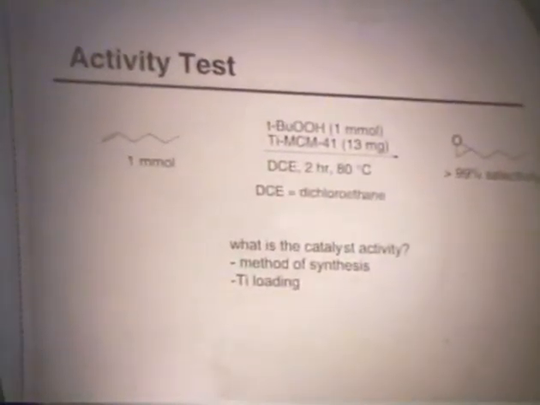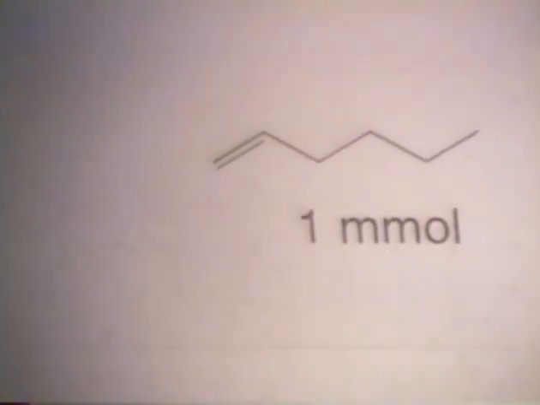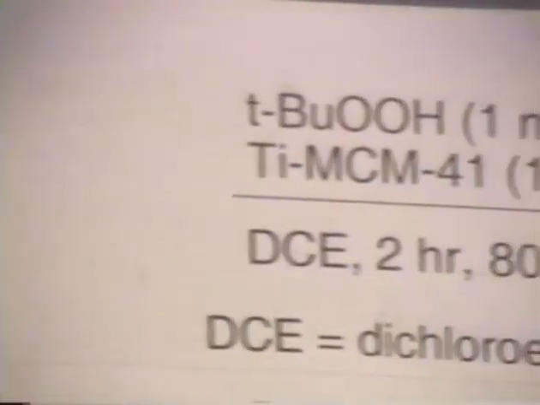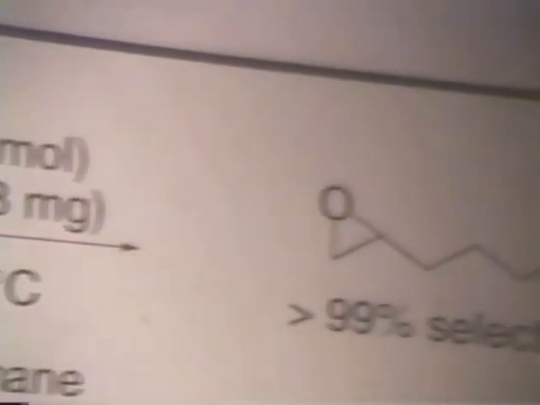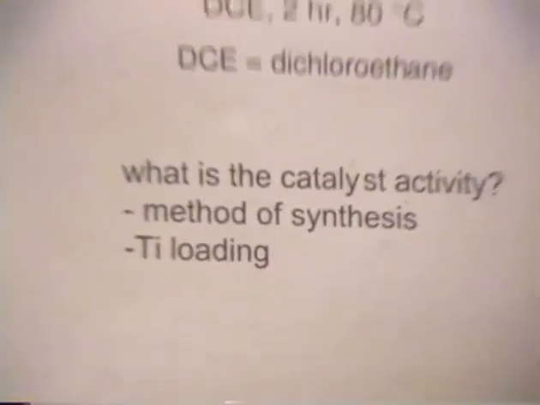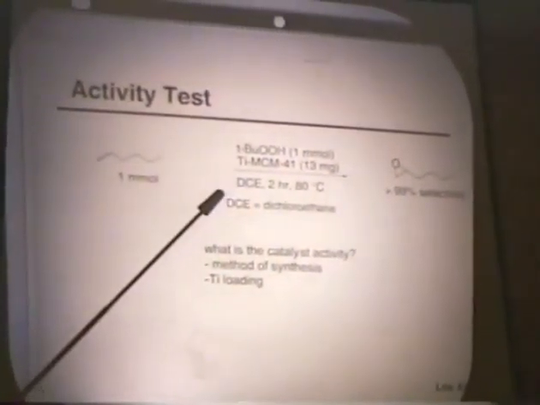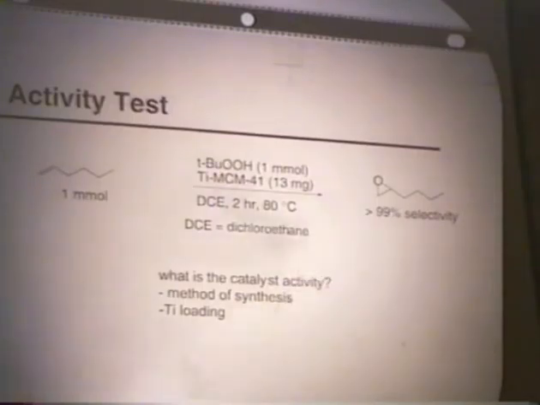The way we go about examining these materials is we use the epoxidation of 1-hexene. We do this with t-butyl hydroperoxide under strictly anhydrous conditions. We do this in a dry box because these materials are easily poisoned by water that absorbs to the titanium atom near the active site. We do this in dichloroethane, 2 hours at 80 degrees centigrade. So that's our standard test. And typically under the conditions we look at, we see better than 99% selectivity to the epoxide. Not much diol in these cases.